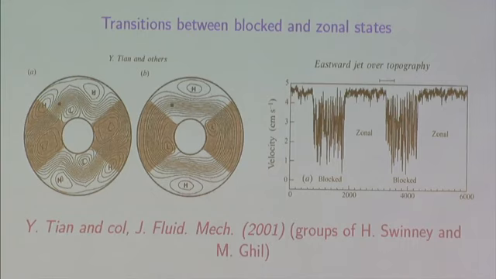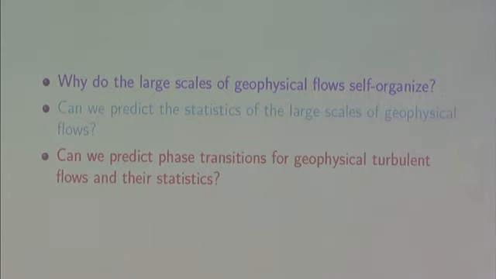So the kind of question is, how can we define the attractors? Can we predict their probability? Can we predict the transition pathway? And so on.